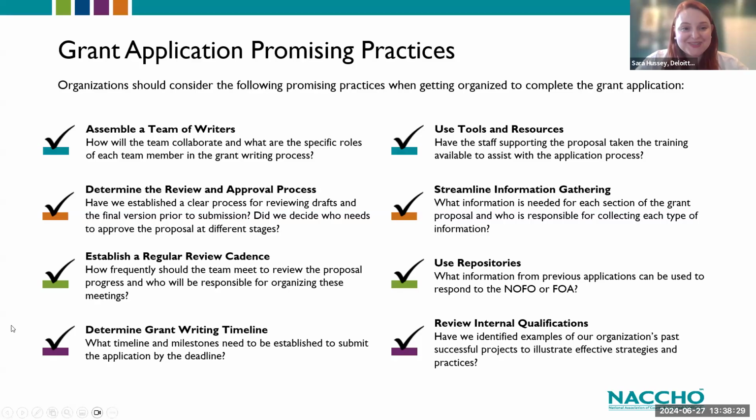So use those tools and resources, including ones that might be available from the awarding agency, and streamline that information gathering. I know grant applications typically require a lot of information from a lot of sources. How is that going to be collected, summarized? Who's on point for that? And what are the things you might already have available that you don't need to redo, that maybe you've used for other applications or for other reporting? What information can you use from those previous applications? And have you also really looked at your past successful projects, and are you able to illustrate and highlight how impactful you've been with previous funding?